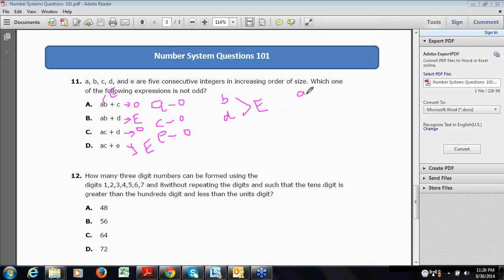Now consider A is even. So A, C and E, all three of them are even. B and D are odd. Now in that case, AB plus C will be what? AB will be even and C will be even. So even plus even will be even. Okay. So AB plus D will be what? AB will be even, D will be odd, even plus odd, odd.